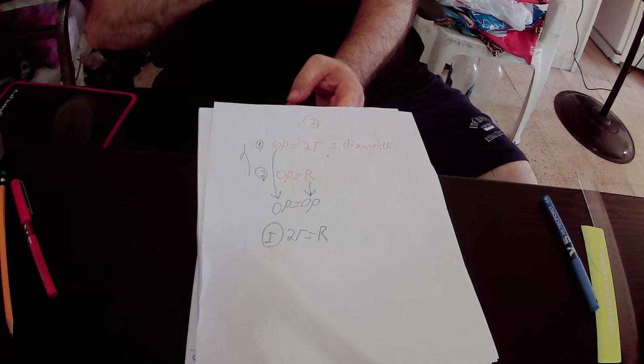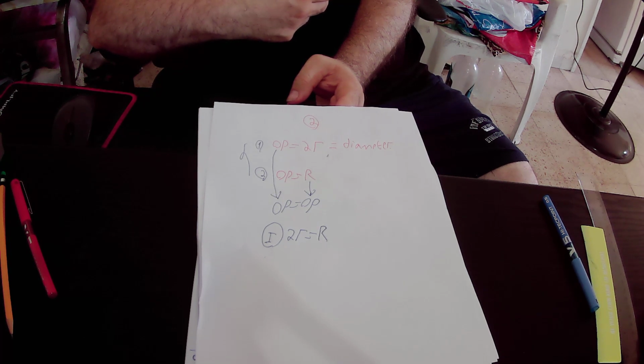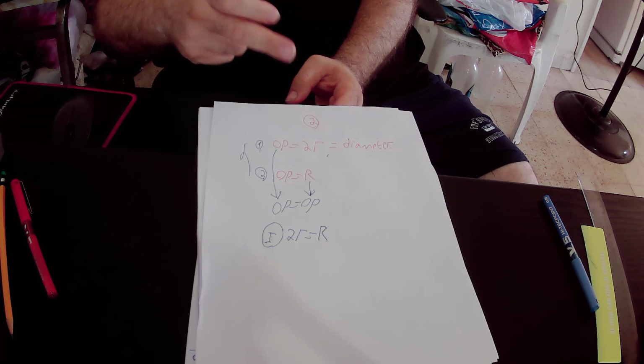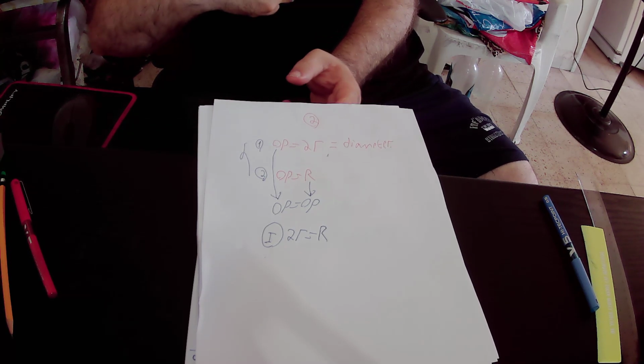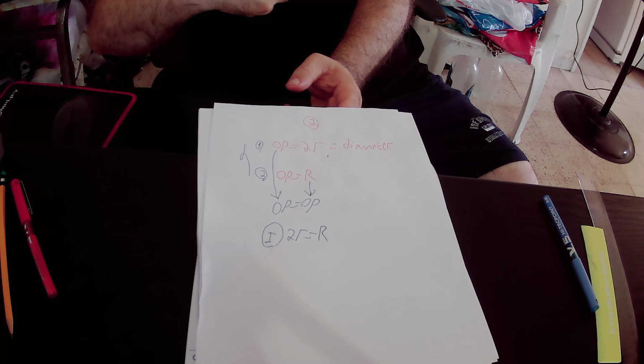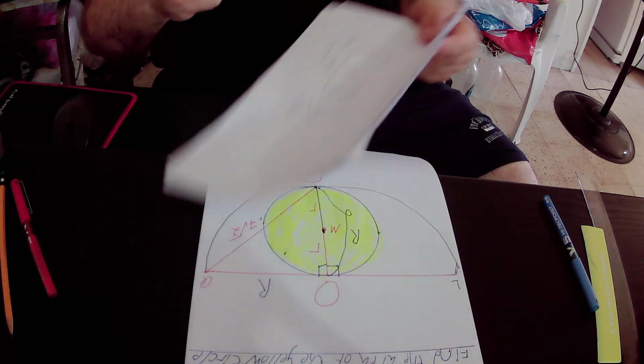Or the radius of the semicircle is twice the radius of the yellow circle. The radius of the semicircle is 2 times larger than the radius of the yellow circle. Okay?